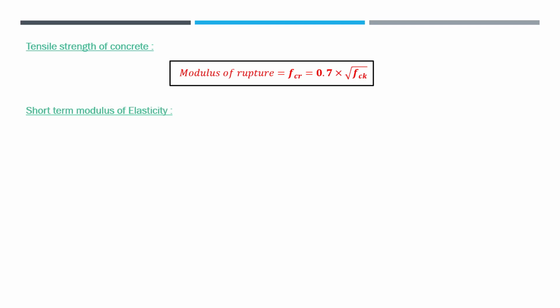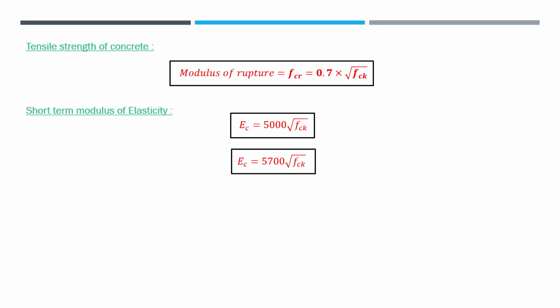Next is short-term modulus of elasticity. As per Indian standards, the short-term modulus of elasticity of concrete at 28 days of age is given by 5000 root fck. Earlier, the expression was 5700 root fck. The coefficient outside the radical is now updated in the latest revision of the code.